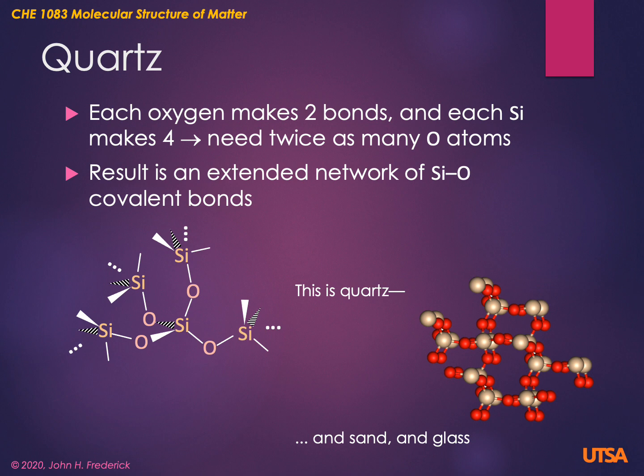Again, the red atoms are the oxygen atoms, so that we see between any pair of silicon atoms, we have a pair of oxygen atoms, forming this extended network. Should also note that silicon dioxide is the fundamental ingredient of both sand and glass.